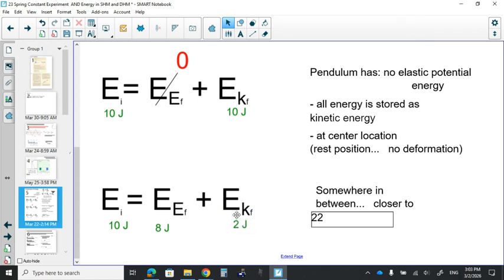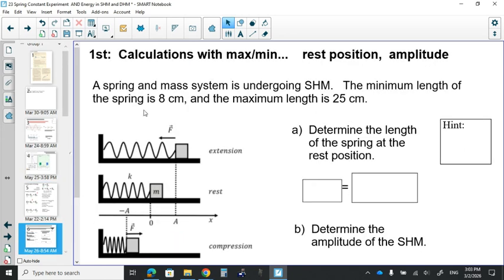Where's this one here? It has got more energy stored as elastic, right? And so it's closer to one of the edges, right? Closer to one of the maximum amplitudes. All right, so calculations with this.